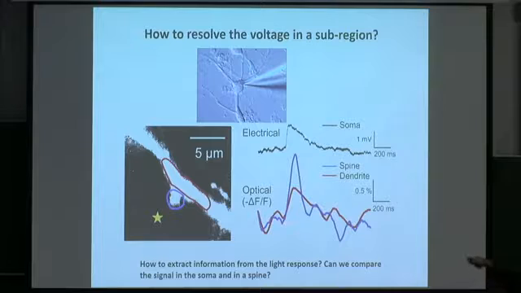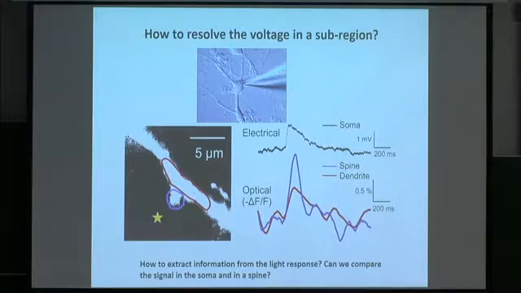Now, how can we connect? There is no information here about voltage that has to be converted. This is just fluorescence. So this has been solved. And there is also no information about time, because I just showed you that the reporter is too slow.